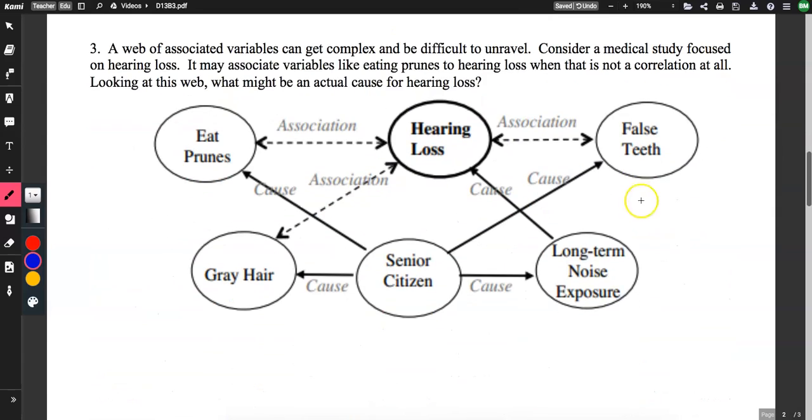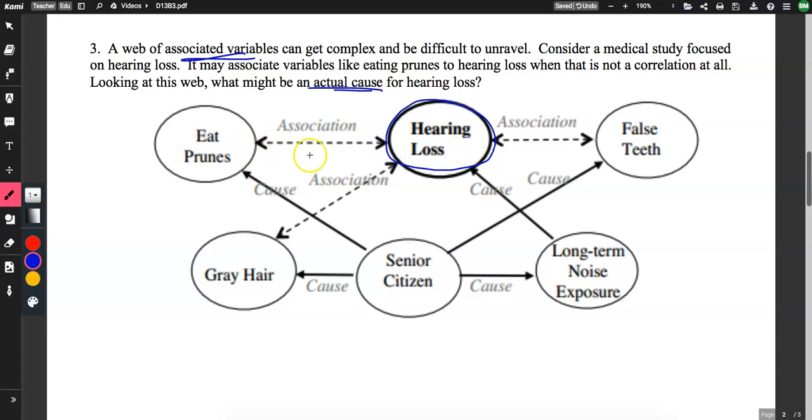So here's a web showing that example again. It can get complex and difficult to unravel if there's so many different associated variables. So for example, a medical study focused on hearing loss. It may associate variables like eating prunes to hearing loss when there's really no correlation at all. Looking at the web, what might be an actual cause for hearing loss? So you can see associations, causes. We're focused on hearing loss. What is actually causing that?